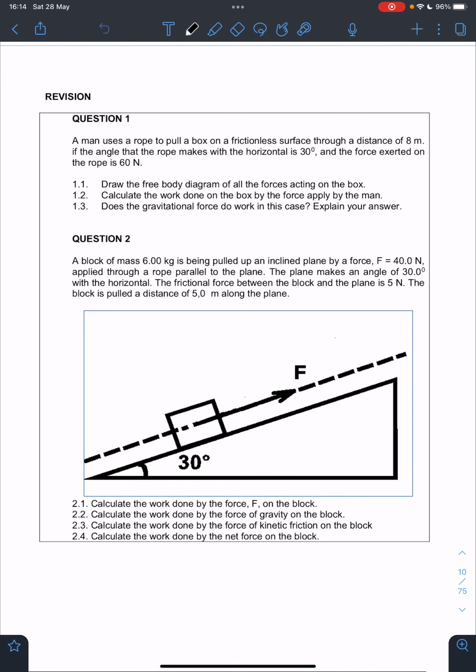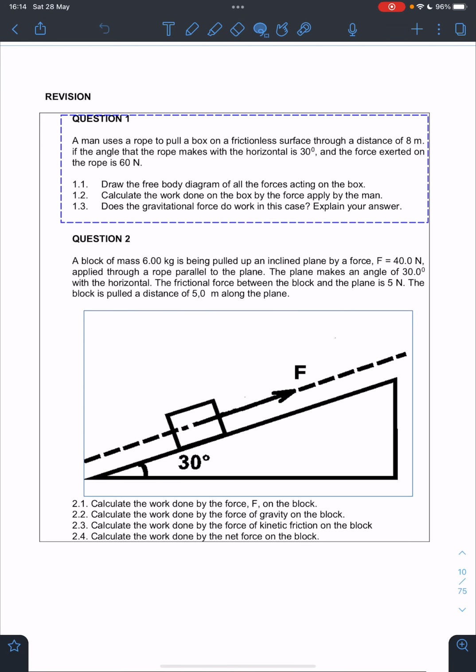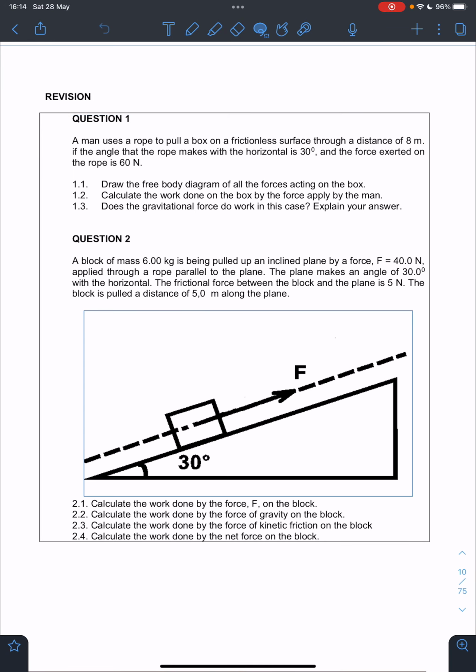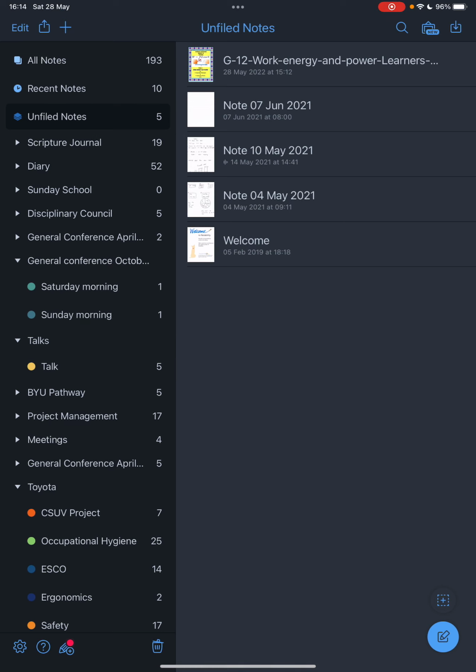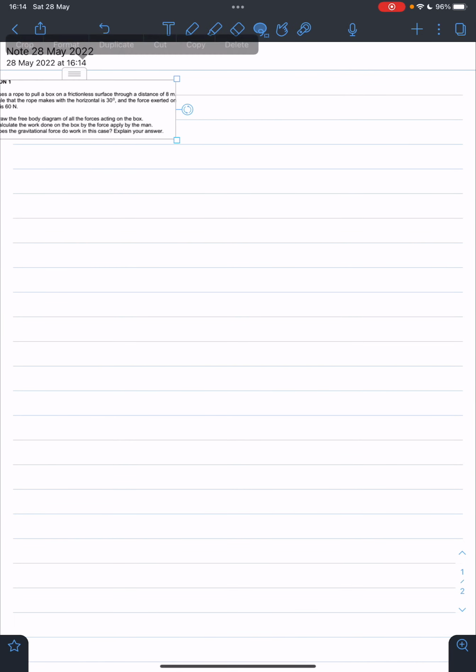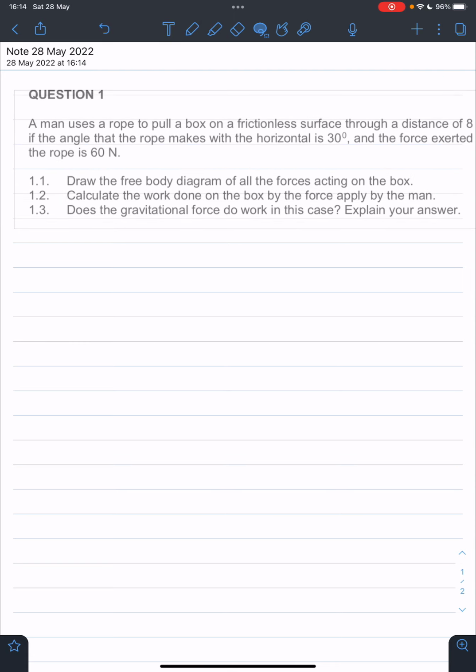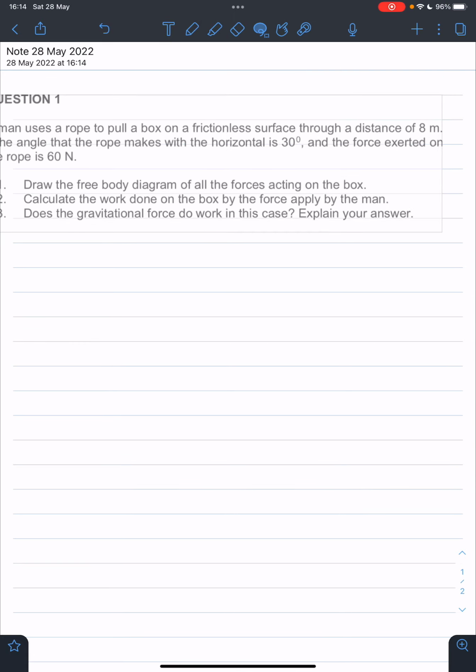Okay, good afternoon. We will begin with this problem on the topic of work, energy, and power. I think let's go on to question one, to be able to solve this problem and see if we can understand what's going on. Okay, let me copy this and paste it to a new page. Let me make it smaller.